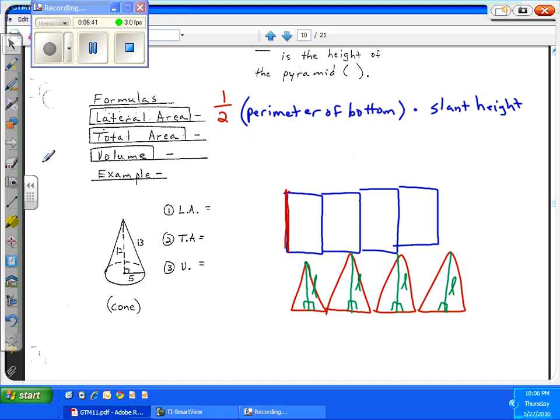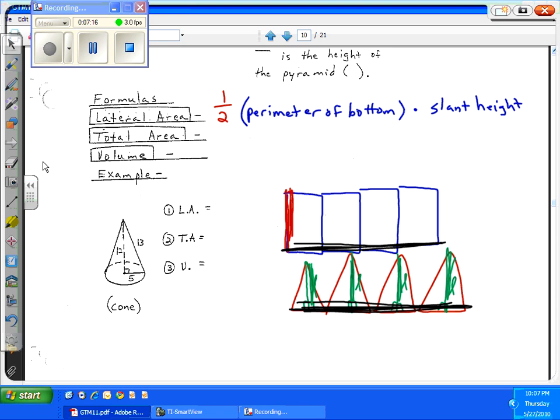So for a prism, it was perimeter of bottom times height of prism. For a pyramid, it's perimeter of bottom. See, we still have perimeter of bottom. But instead of height, it's slant height. And we've only got half as much. So it's half perimeter of bottom times slant height. Okay?